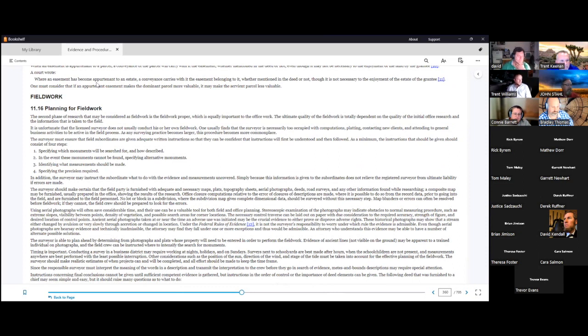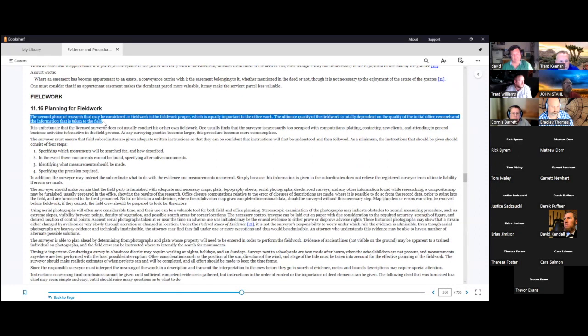The second phase of research that may be considered as field work is the field work proper, which is equally important to the office work. The ultimate quality of field work is totally dependent on the quality of the initial office research and the information that is taken to the field.